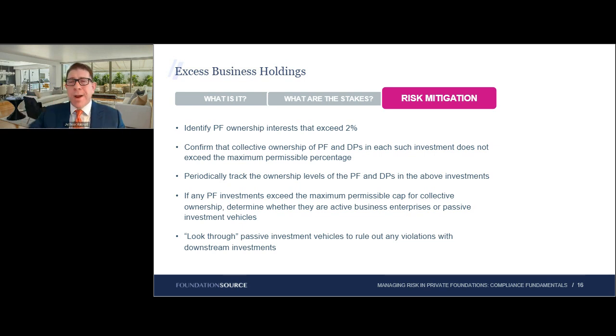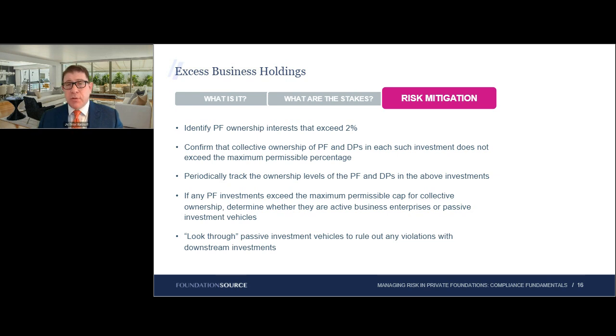Rather, this is really more of a concern when you have a foundation investing in privately held companies, whether they're organized as corporations, partnerships, LLCs, or even as trusts. If a foundation owns no more than 2% by vote and value of an active business, the rules won't apply, which basically means you could ignore the holdings of the disqualified persons. So this is known as the de minimis exception to the rules. Also, there is no cap on a foundation's direct ownership interest in a passive investment vehicle, which I alluded to a moment ago.